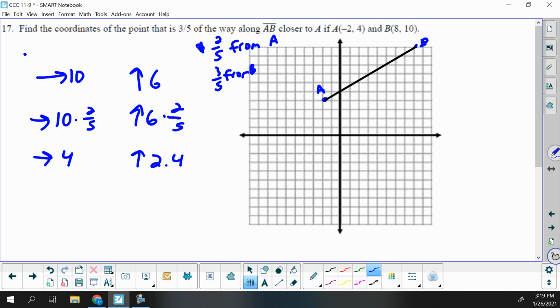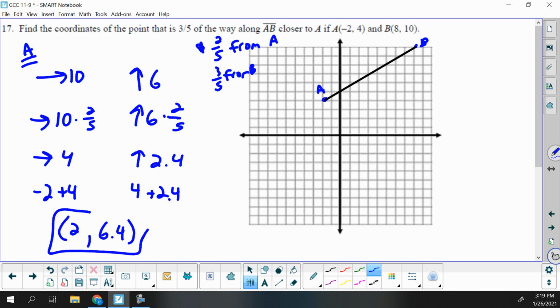Well, remember, we're going from A. So we're going to start with point A and we'll have negative 2. If you go to the right, you're adding. So negative 2 plus 4 will give us 2 for the x value. We're starting from A, its y value is 4. If we go up, we add, so we have 2.4, so that gives us 6.4. Just to check, see if 2 comma 6.4 is roughly on there. Well, here's 1, 2, 3, 4, 5, 6, and a little bit extra, so that seems reasonable.